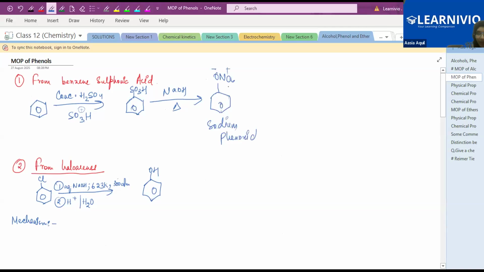And the sodium phenoxide, on treatment with H plus, okay, the acidic hydrolysis, when you do it in the presence of an acid, the sodium will be replaced by a hydrogen and you will get a phenol. You will get a phenol. So that's how from benzene sulfonic acid, you can achieve a phenol. Is it clear? These steps?